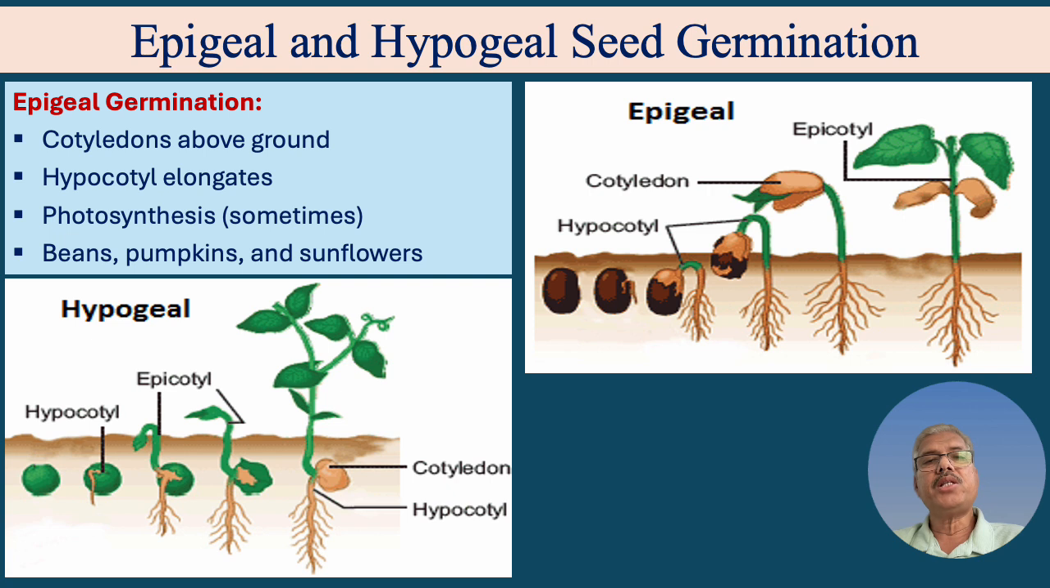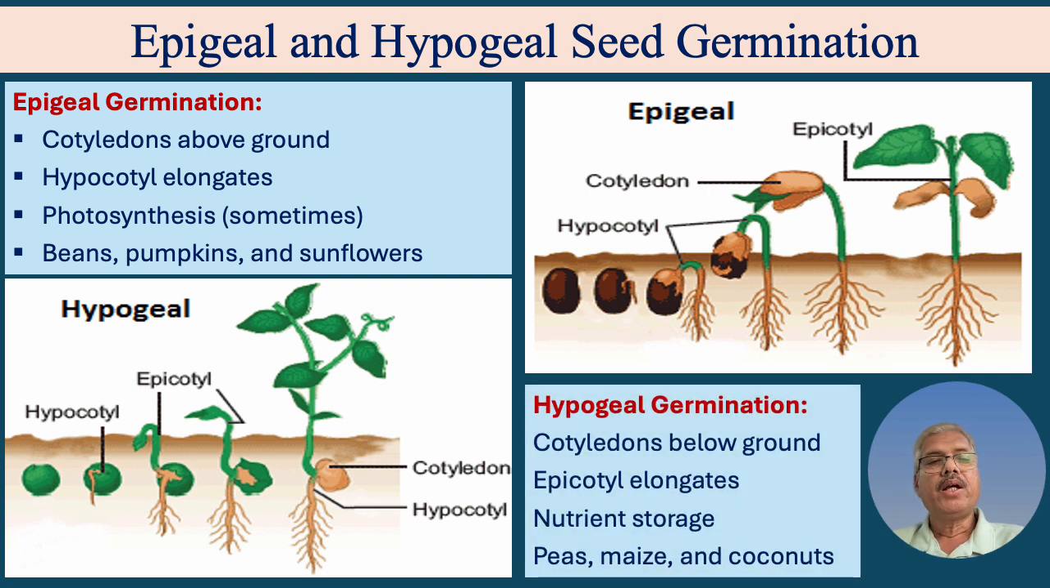Hypogeal and epigeal germination are the two distinct patterns of seed germination, primarily differentiated by the behavior of the cotyledons, that is, the seed leaves. In epigeal germination, the hypocotyl, that is the part of the seedling below the cotyledons, elongates, pushing the cotyledons above the soil surface. The cotyledons often become green and function as temporary photosynthetic organs.